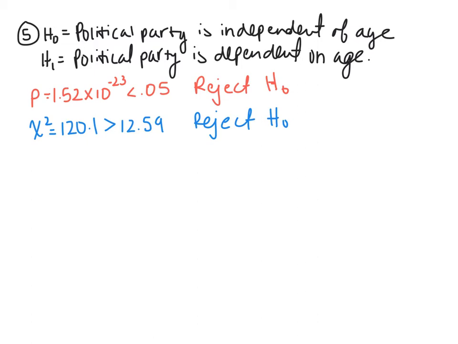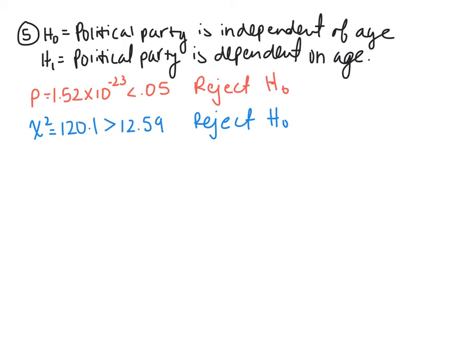Number 5 is a chi-squared test. So first, I always write down my null and alternative hypotheses. In this case, the null hypothesis is that the political party is independent of age. Remember, null is always independent. And then alternative is always not independent or dependent. So political party is dependent on age.